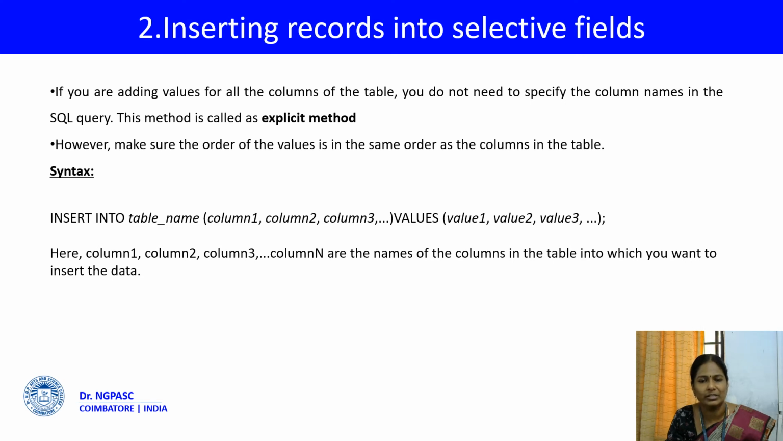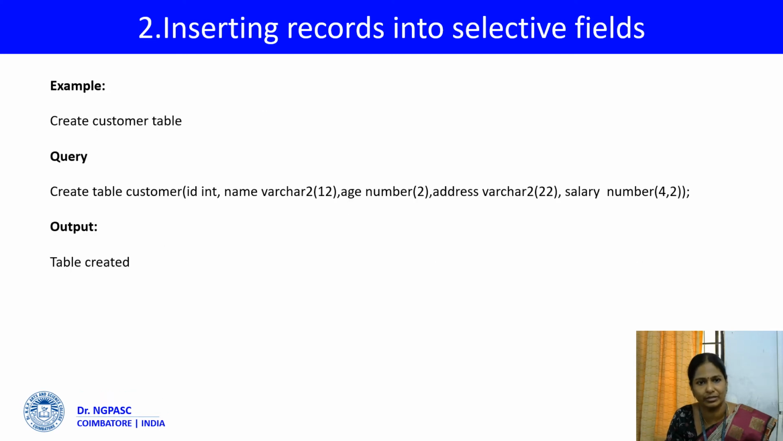The syntax of inserting a record into selective fields is: insert into table name, column 1 comma column 2 comma column 3, values, value 1 comma value 2 comma value 3. Here column 1, column 2, column 3 are the names of the columns. If you insert into all the columns in the table, there is no need to specify the column names. If you want to insert only a specific field in the table, you must specify the column name. That is the difference between inserting a record into all fields and inserting a record into selective fields.